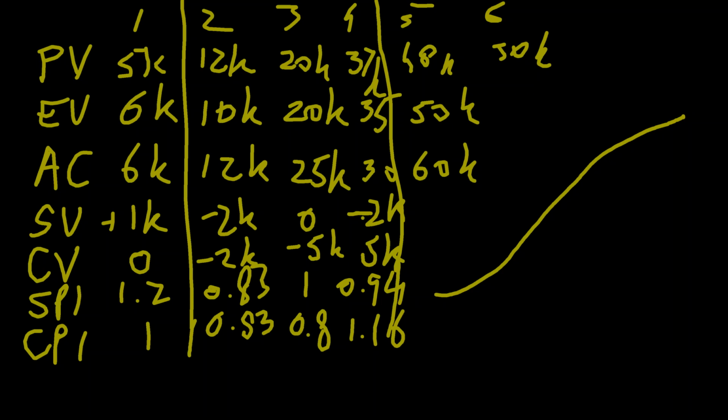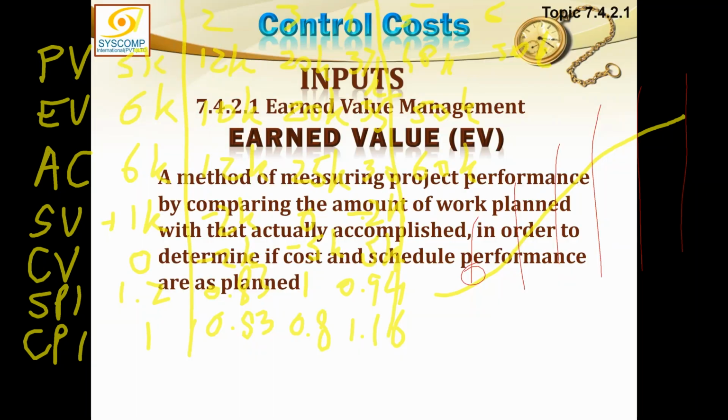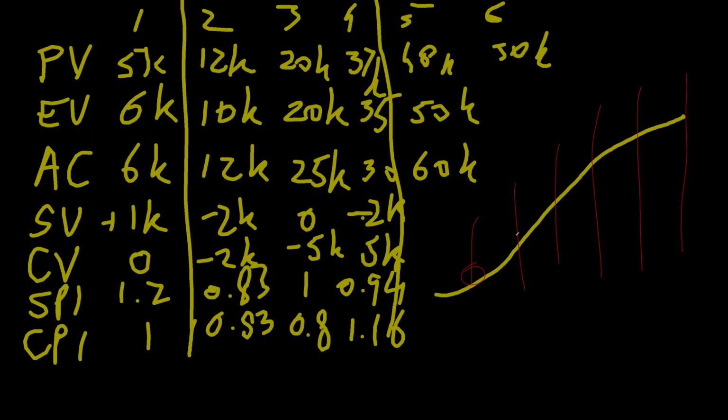ओके, मैं ईवी को अगर प्लॉट करूं, ये पहला महीना, ये दूसरा महीना, तीसरा, चौथा, पांचवा, छठा, तो पहले महीने में अर्न्ड वैल्यू थोड़ी ऊपर जा रही है, और एक्चुअल कॉस्ट भी वहीं आ रही है। दूसरे महीने में भी अर्न्ड वैल्यू ऊपर जा रही है। तीसरे महीने में बिल्कुल उस पॉइंट के ऊपर आ रही है। और चौथे महीने में नीचे आ रही है, यहां आ रही है। ये आप देख रहे हैं ट्रेंड क्या बन रहा है इसका?